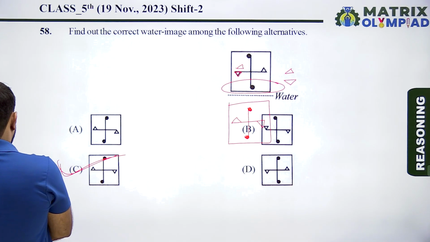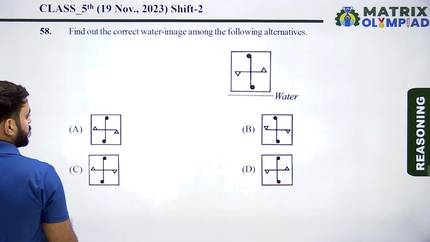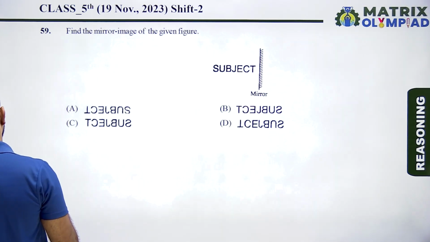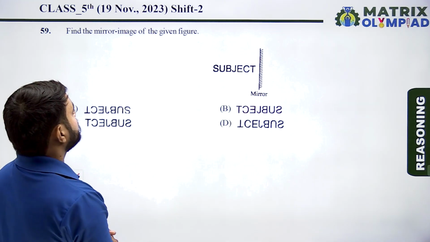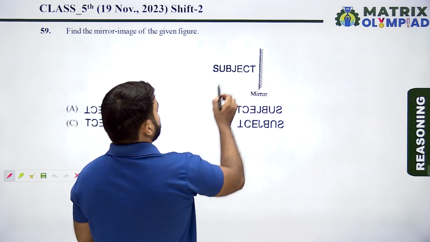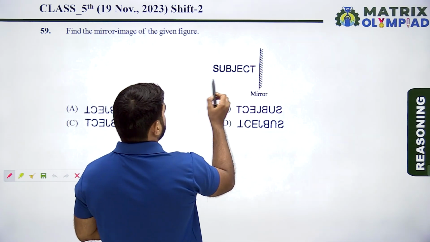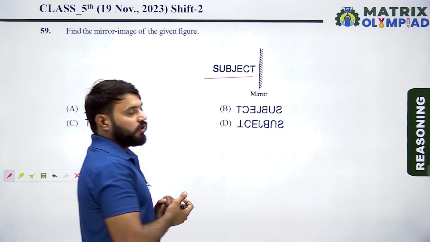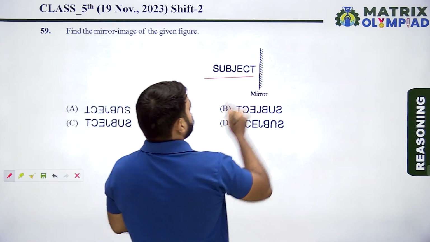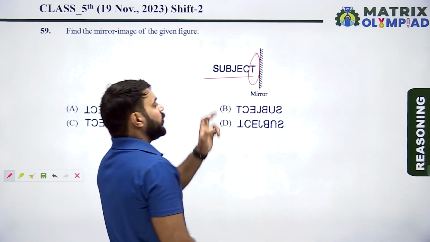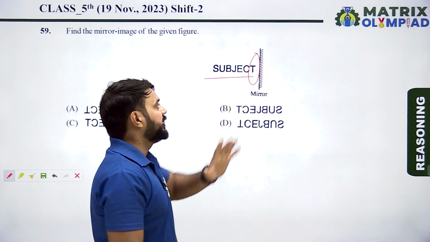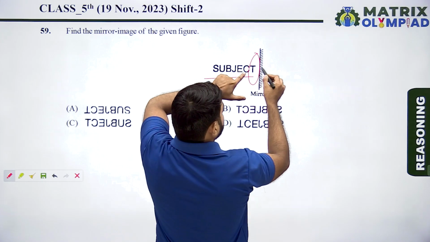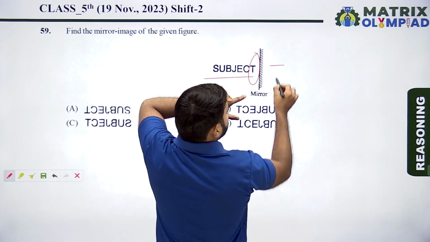So let's move on to the next question. Now the next question is question number 59. Find the mirror image of the given figure. So find the mirror image of the given combination of letters. First find the mirror image of T, because T is near the mirror. So it will remain near the mirror in the mirror image. So the mirror image of T looks like as follows.